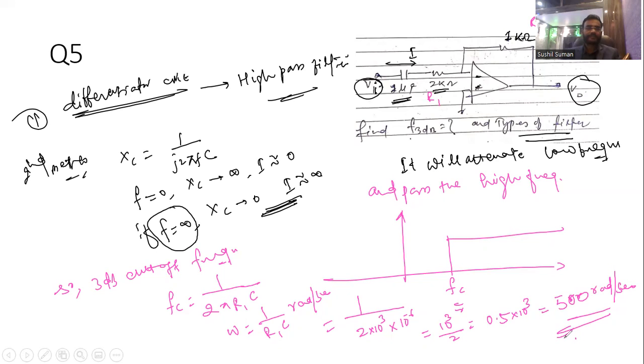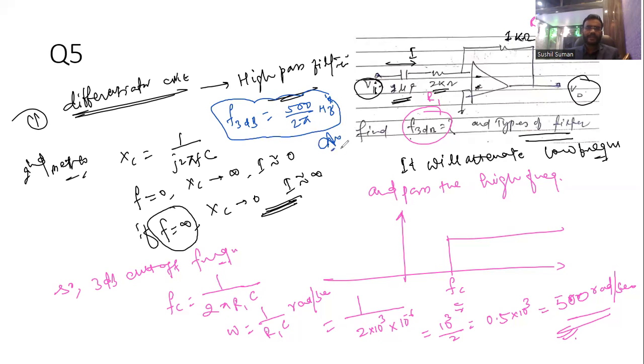500 radian per second. So the type of filter is what? High pass filter, and the cutoff frequency in radian per second is what? 500 radian per second. If you find it in terms of hertz, you can calculate that. f3dB equal to 500 upon 2 pi hertz. And this is your right answer. Got it? So this is your right answer, my dear students. Okay.